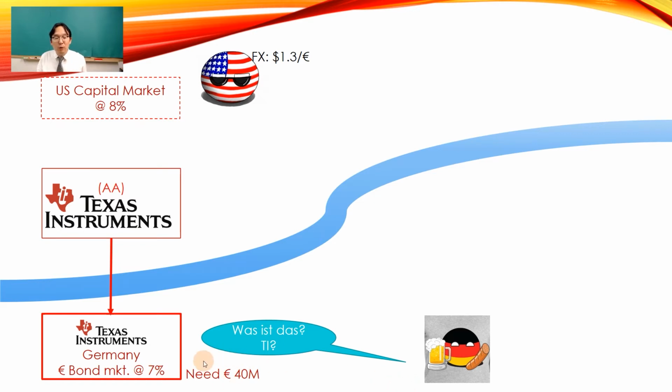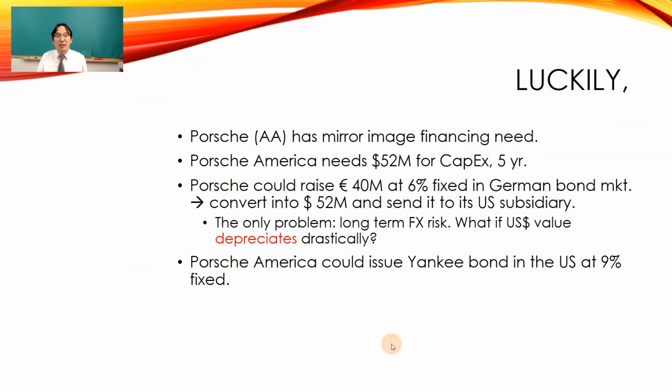How much could a company borrow in the German market if they are AA rated? Here is a counterbalancing company, a fictitious example, Porsche, AA rated. As a mirror image of financing need, Porsche, obviously a German company, has an American subsidiary, a son or daughter company, and needs $52 million for capex for 5 years. Luckily, you found that potential counterparty.